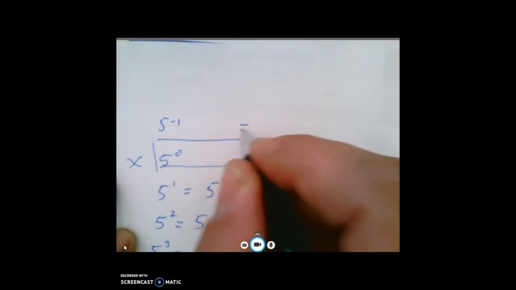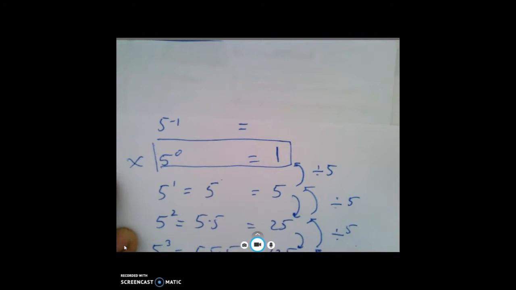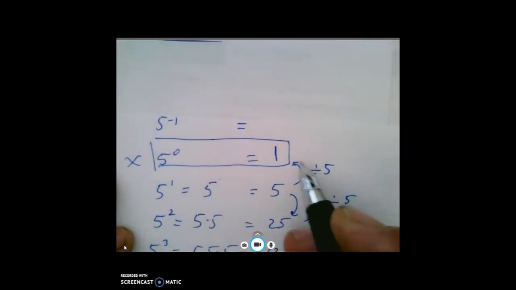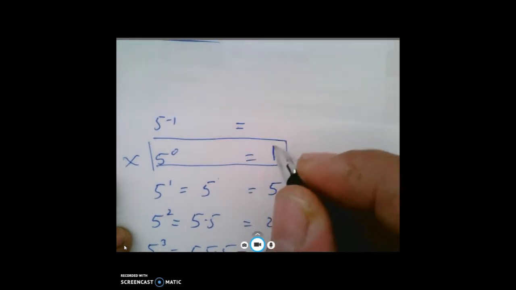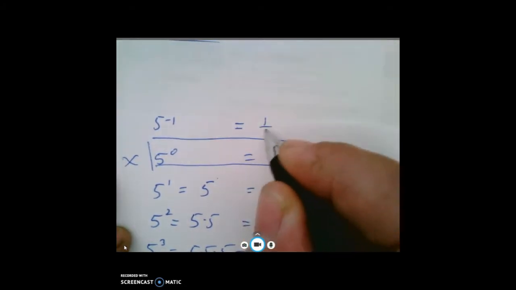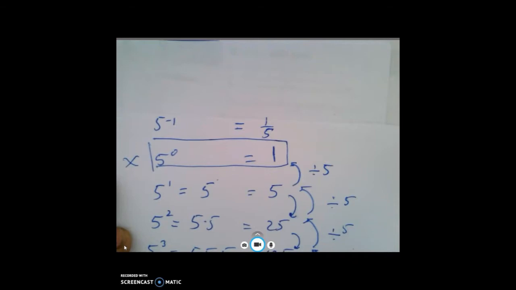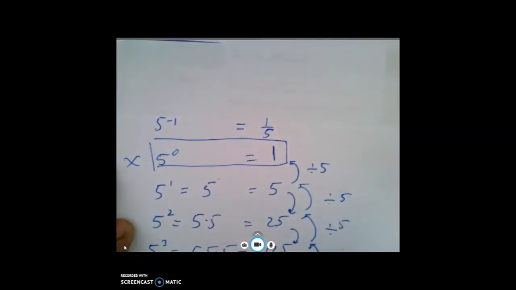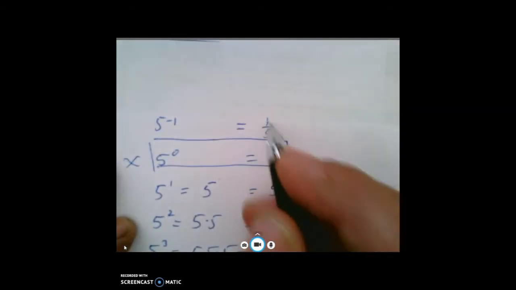Okay, well, what should that be? Well, according to this rule, we went divided by 5, divided by 5, divided by 5, divided by 5. So this should be 1 divided by 5, which is 1/5. That's where we get this rule that 5 to the negative 1 is 1 over 5.